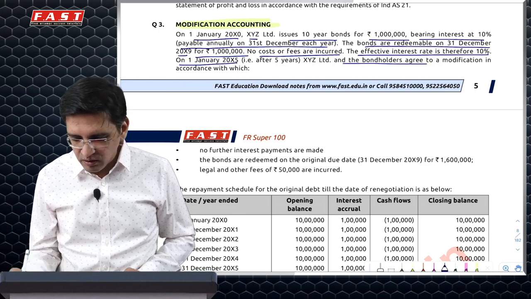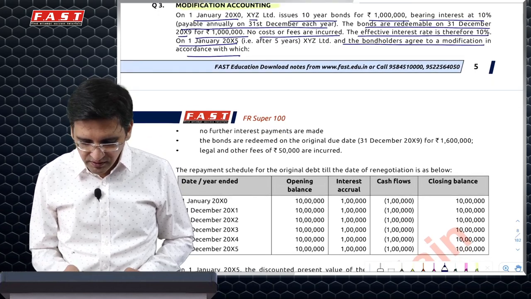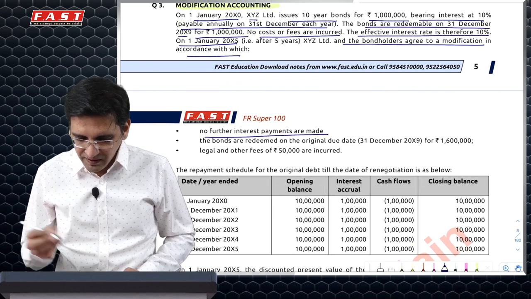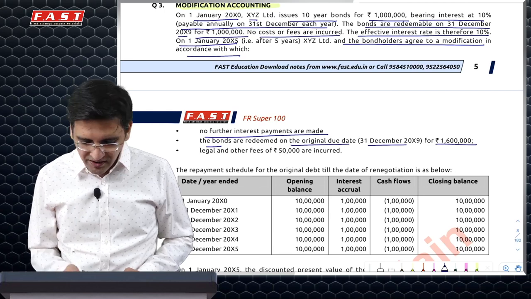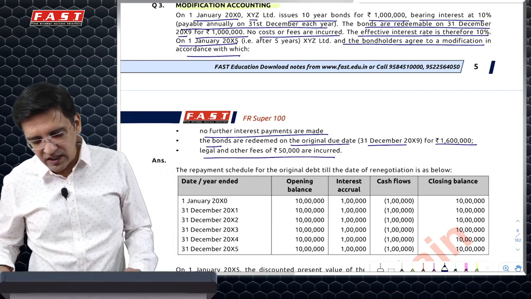After 5 years, bondholders agree to a modification based on which there will be no further interest payments which will be made. The bond will be redeemed on the original due date itself, but would be redeemed at 16 lakh, and there would be these legal and other fees involved.